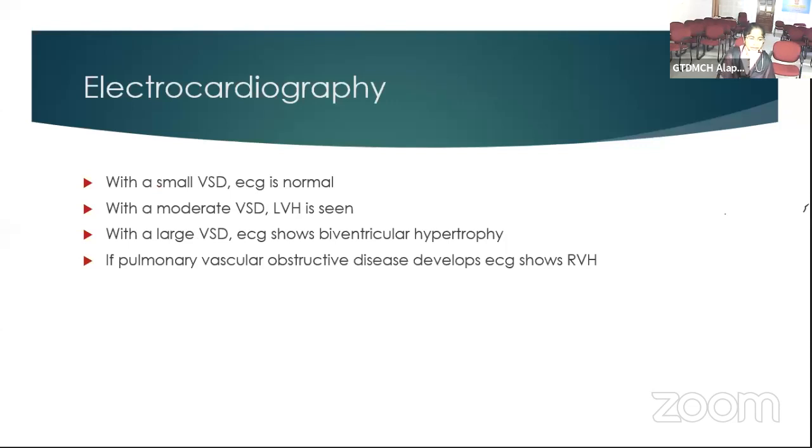Coming to the investigations, ECG. With a small VSD, ECG is normal. In moderate VSD, left ventricular hypertrophy is seen. With large VSD, ECG will show features of biventricular hypertrophy. If pulmonary vascular obstructive disease develops, ECG will show right ventricular hypertrophy.